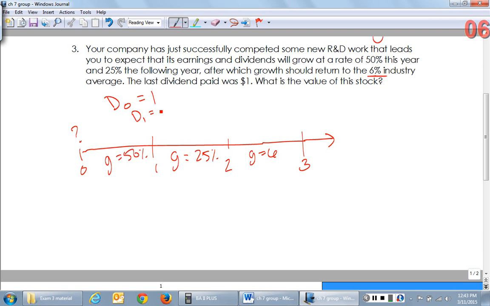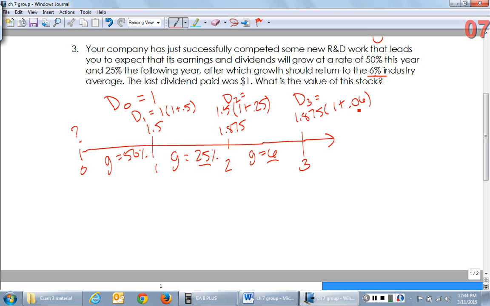So D1 is equal to D naught times 1 plus the 50% growth rate, so $1.50. Dividend at time period 2 is $1.50 times 1 plus the growth rate of 25% to give you 1.875. And D3 is equal to the last dividend payable, 1.875, times 1 plus the growth rate of 6% to give you 1.9875.